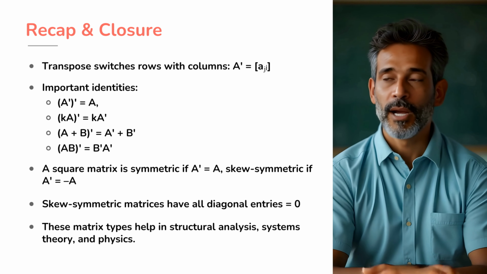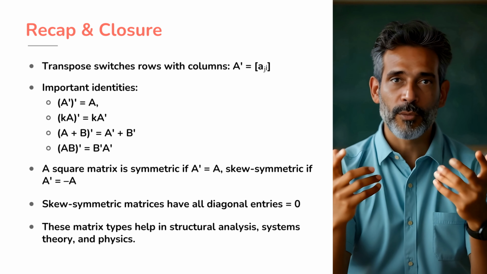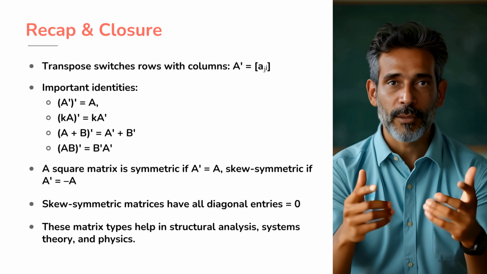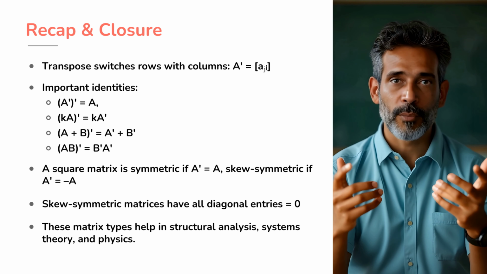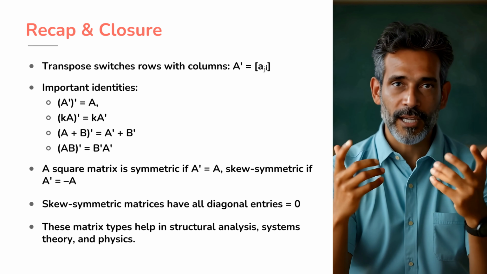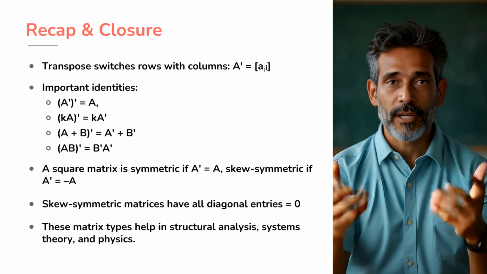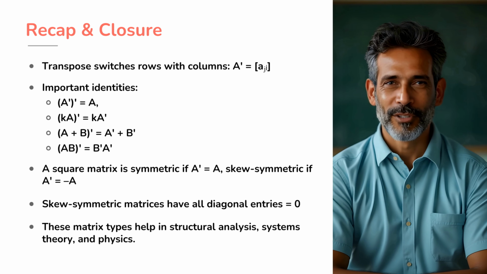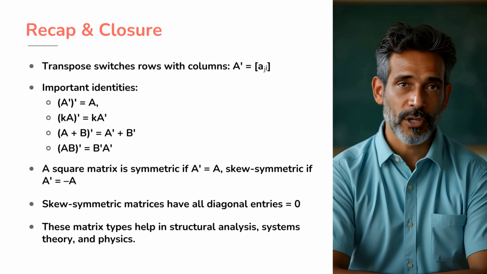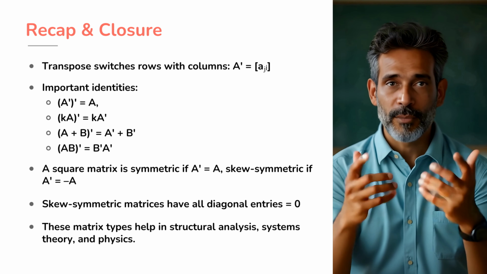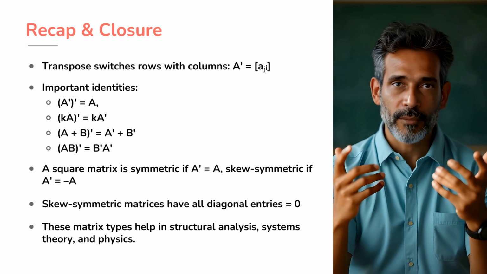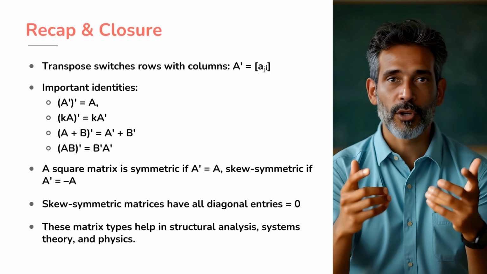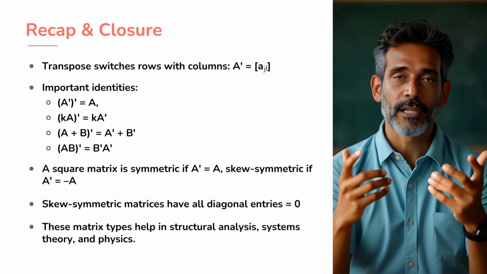A symmetric matrix is one where A transpose equals A. Only square matrices can be symmetric. A skew-symmetric matrix satisfies A transpose equals negative A and all diagonal elements are 0. These concepts are vital in data structures, matrix theory, system design, and physics. And that's the foundation of how we understand transpose, symmetric, and skew-symmetric matrices.